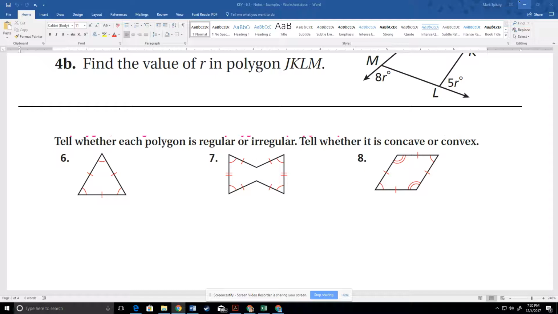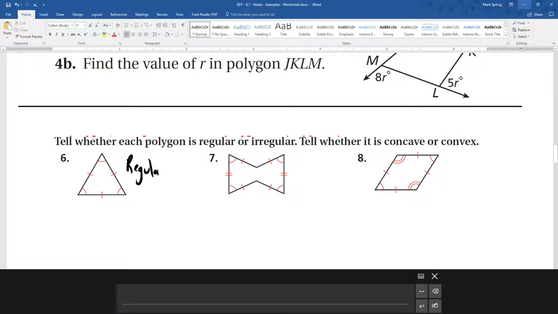All right, so here we go with the key from 6.1, and we have: tell whether each polygon is regular or irregular. So we'll do that first. Regular, of course, we know means it's equiangular and equilateral. So all the angles are the same and all the sides are the same, which it looks like in the first one. All the sides are marked the same, all the angles are marked the same. So this would be regular.